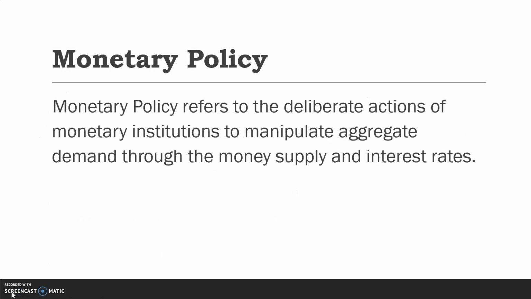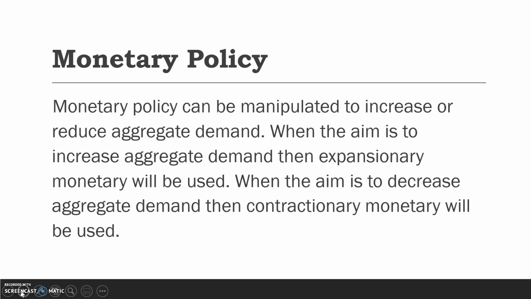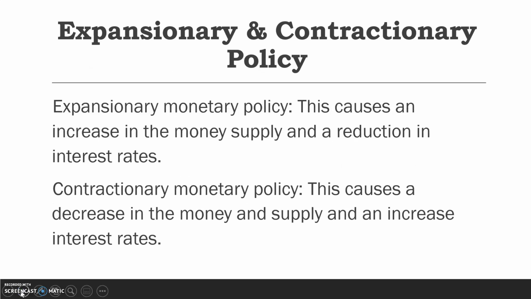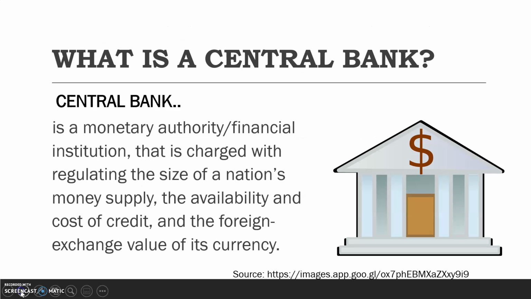Now, by monetary policy, we mean the deliberate actions of the central bank to monitor and manipulate aggregate demand through the money supply and interest rates. Monetary policy can cause the aggregate demand to increase or to decrease. This depends on whether an expansionary or contractionary policy or policies are used. An expansionary monetary policy causes an increase in the money supply and a reduction in interest rates. And the contractionary monetary policy causes the opposite. It causes a decrease in the money supply and an increase in the interest rates.